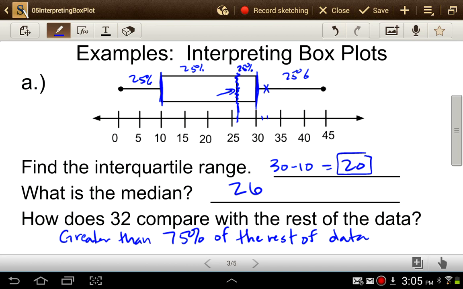So that's how we could look at data to see where these data values fall. Okay, if you need to pause, go ahead. Otherwise, I'll be moving on to our last slide.